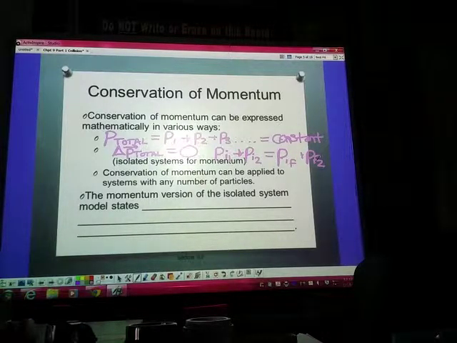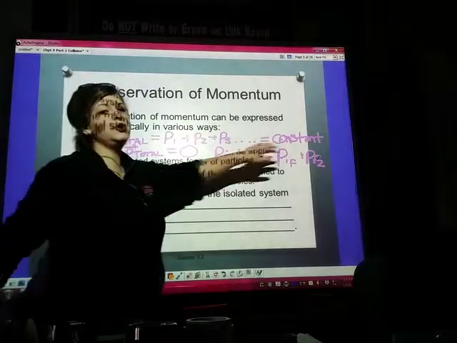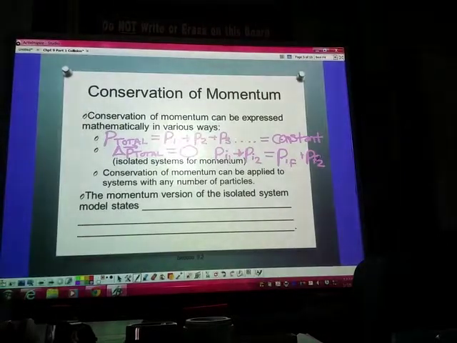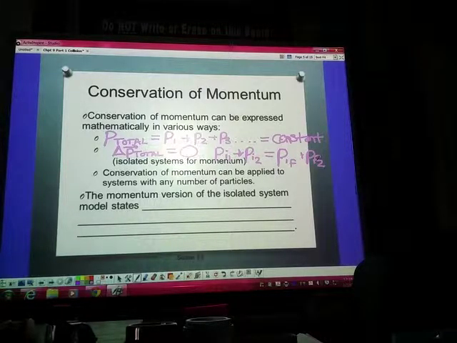This will apply for us only when we're talking about isolated systems for momentum, which we're probably just going to focus on. So we should have this in our wheelhouse where we say that the change in total momentum should always be 0, so initial should always equal final. But they'll be consistent with you, and they'll tell you, let's assume this is an isolated system. So conservation of momentum can be applied to systems with tons of different numbers of particles.